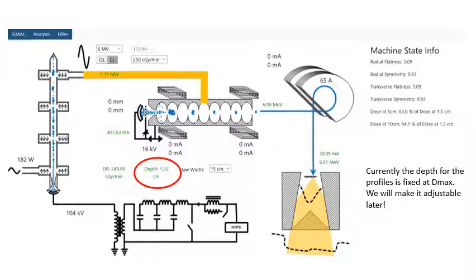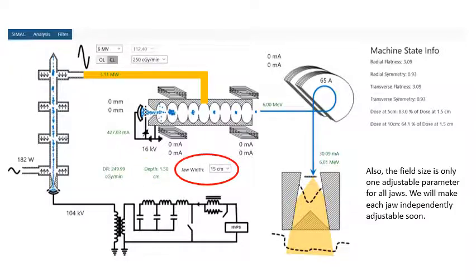Currently, the depth of the profile shown in the analysis tab is fixed at Dmax. In future versions of SIMAC, we'll make this adjustable. Similarly, in the current version of SIMAC, the field size is selectable by only one parameter. In future versions, we'll make all 4 jaws independently selectable.